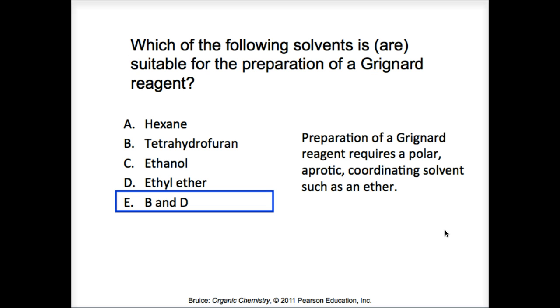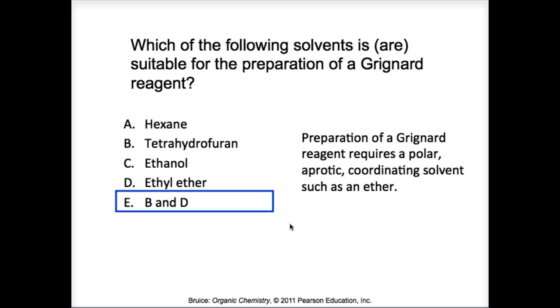D and B are correct. Which of the following solvents is suitable for Grignard reagent? Tetrahydrofuran, of course, is THF, and ethyl ether is just a common name for diethyl ether. And the Grignard reagent is prepared by adding an alkyl halide to magnesium shavings being stirred in ether, which is known as diethyl ether, or tetrahydrofuran.